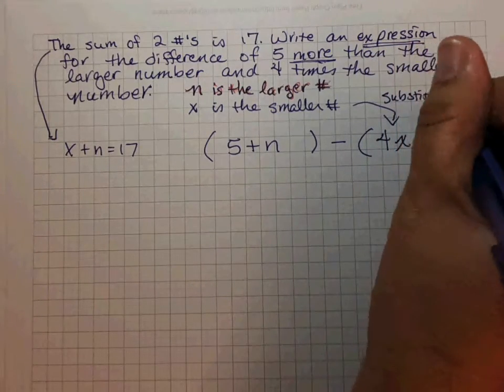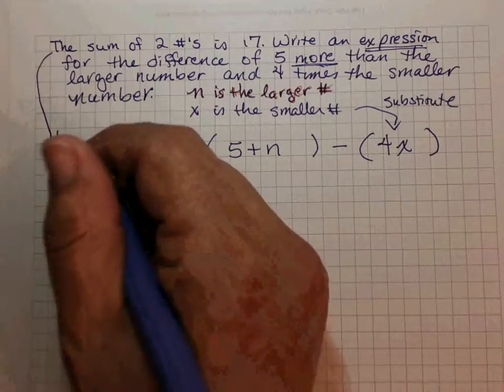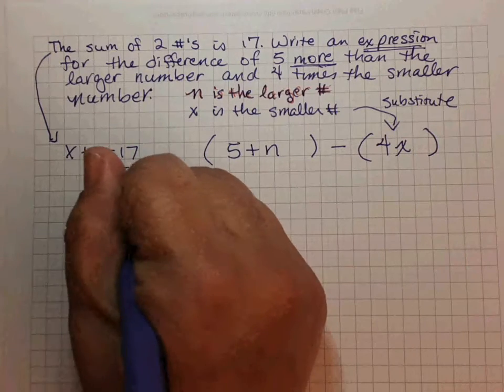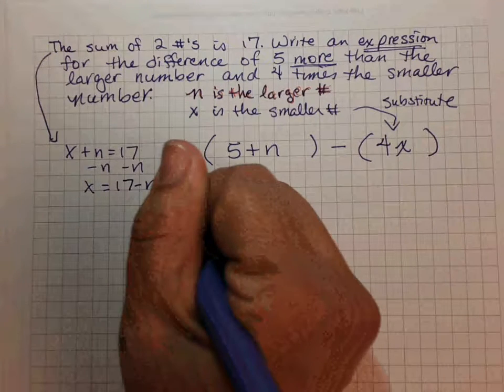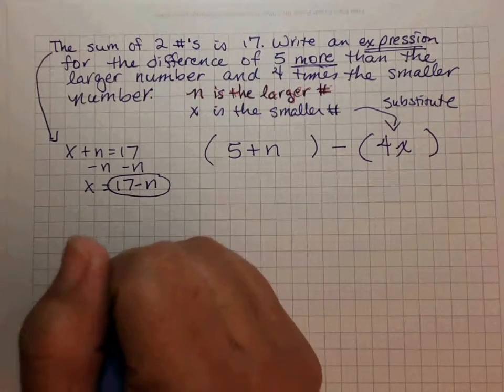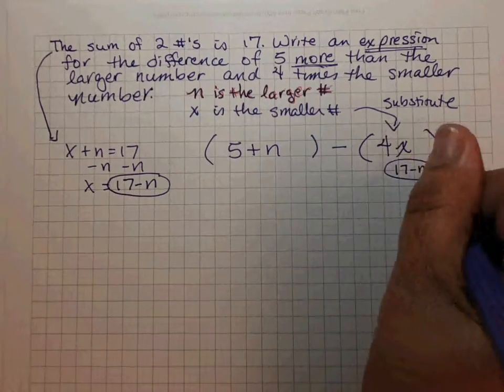Do I know what x is equal to? That's what the other piece comes into play for. So I'm going to subtract n from both sides, and I get 17 minus n. This is the same as x, which means I can replace x with 17 minus n.